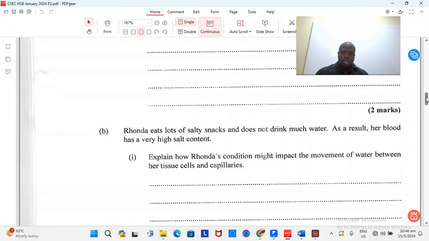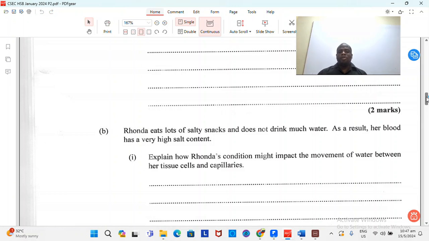capillaries. Now, we know that the capillaries would have the blood, and the blood would get so concentrated that the water from the cells of these tissues is now going to try and combat this high concentration. And so the water will move from the cells, from her tissues. So when it moves from the cells, it goes into the capillaries and it increases the volume of the blood.